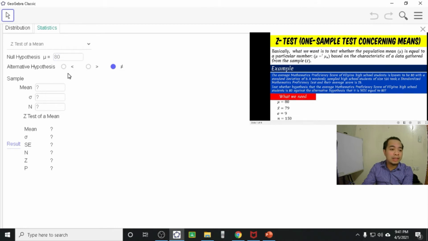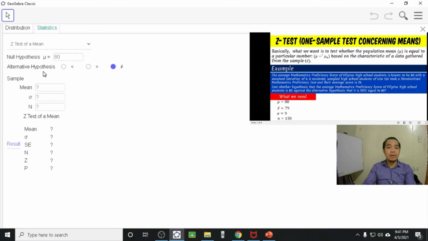Now, for the alternative hypothesis, we have three options. Why? The alternative hypothesis is just a negation of the null hypothesis. Our null hypothesis is stating that the population mean is equal to 80.